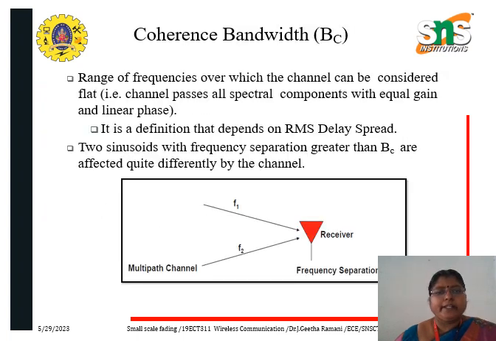Next one is the coherence bandwidth. Another definition of this coherence bandwidth is the range of frequencies over which the channel is considered to be flat. Flat in the sense the channel passes all the spectral components with equal gain and linear phase. And this is a definition that depends on the RMS delay spread.